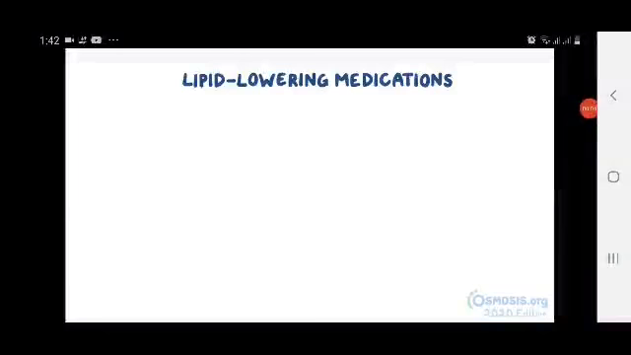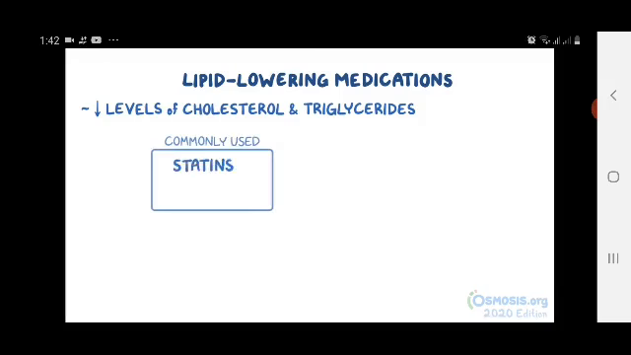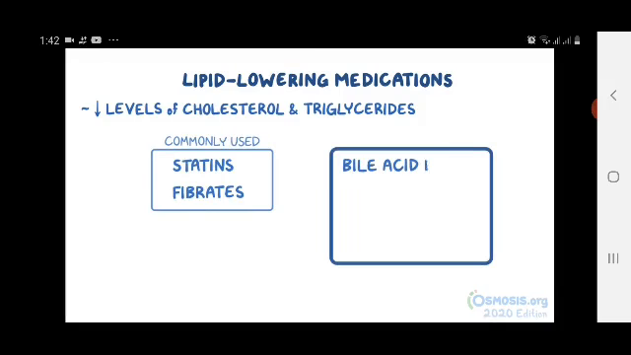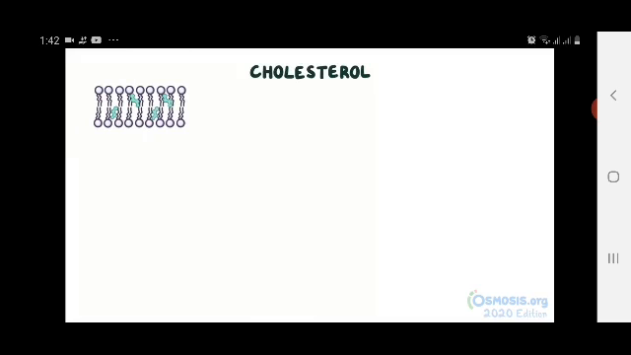Lipid-lowering medications work to decrease levels of cholesterol and triglycerides in the body. Several medications fall outside the more commonly used classes like statins and fibrates. So in this video, we're going to discuss the bile acid resins, niacin, or vitamin B3, ezetimibe, and the PCSK9 inhibitors.